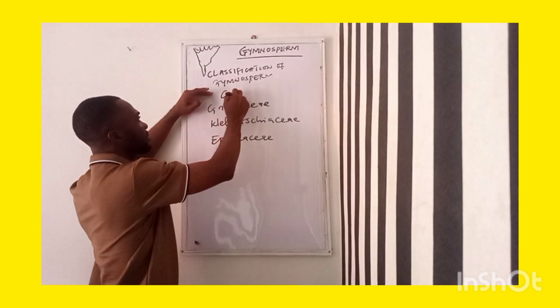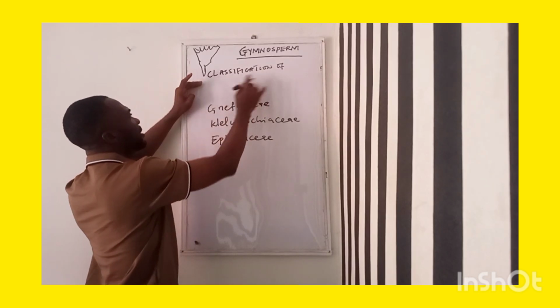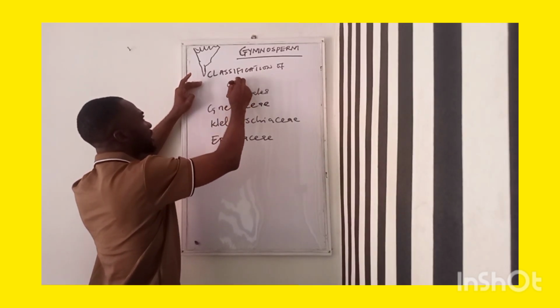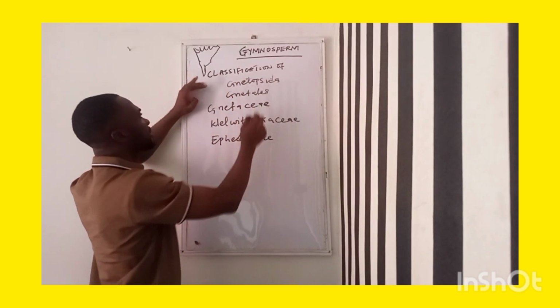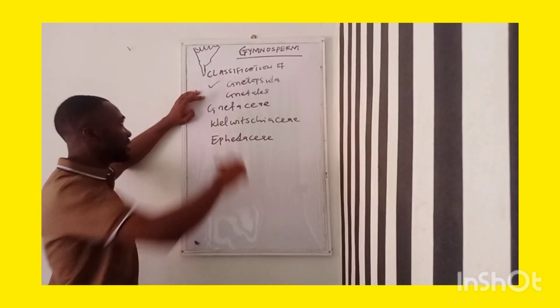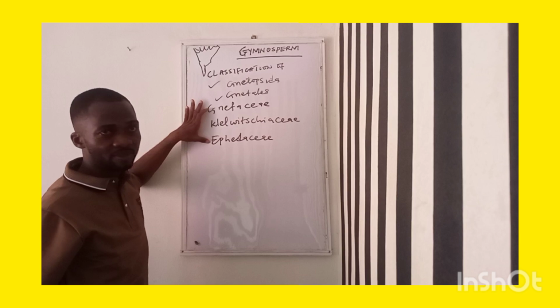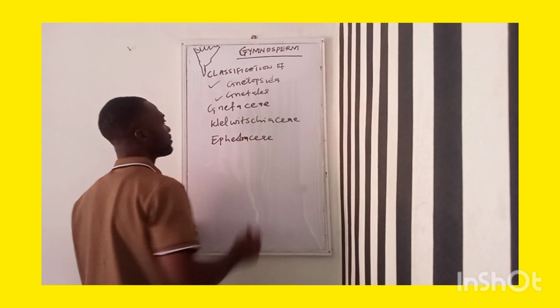Under Gnetales as an order, and under the class Gnetopsida. So the class is Gnetopsida, the order is Gnetales, and this Gnetales has 3 different families: Gnetaceae, Welwitschiaceae, and Ephedraceae. Ephedra, I think it's Ephedra. Yes, it's Ephedra. It's Ephedraceae.